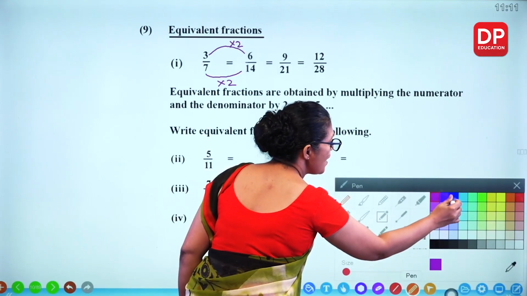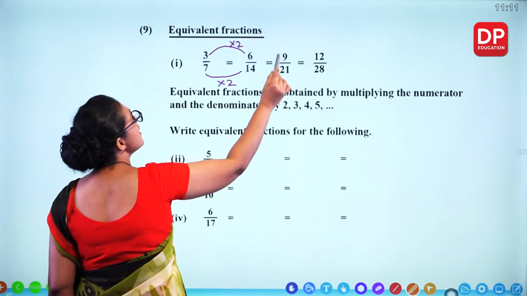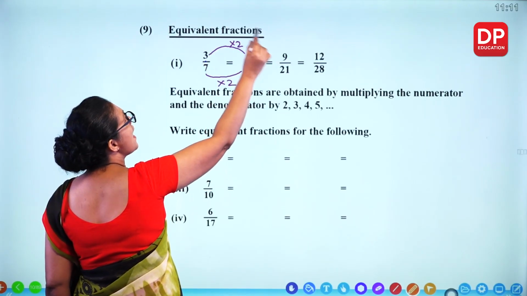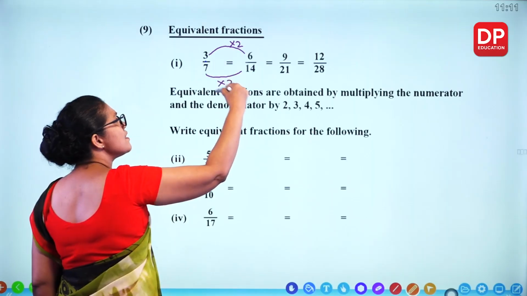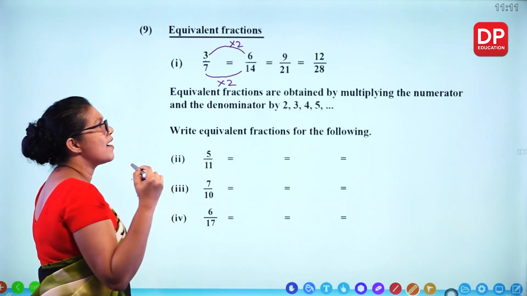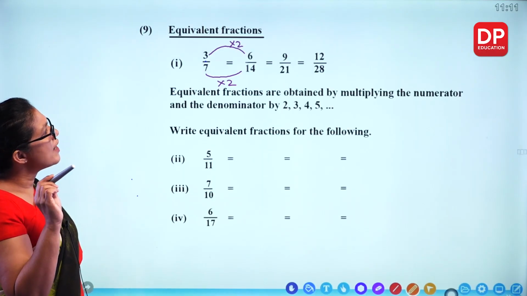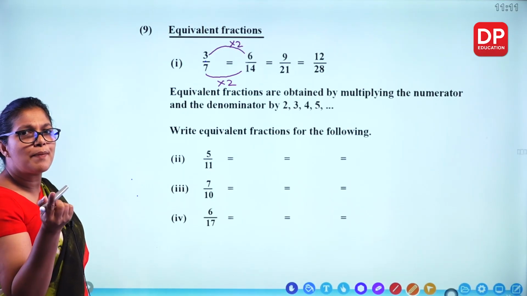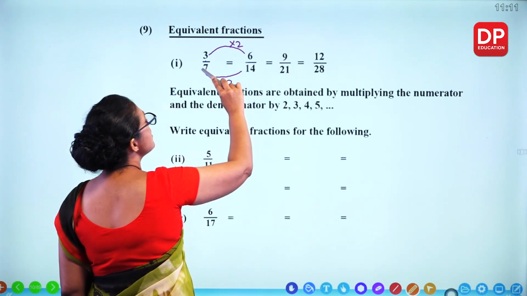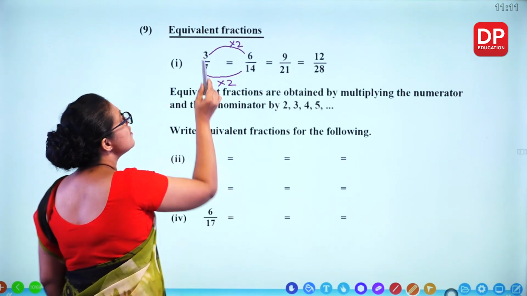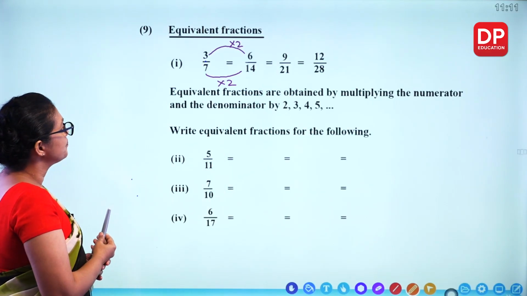Now take the other one. How do you get this to here? Multiplied by 3. 3 times 3, 9. 7 times 3, 21. So 9 over 21. What about the other one? How do you get 12 from 3? Multiplied by 4. So 4 times 3, 12. 4 times 7, 28. So these are called equivalent fractions.